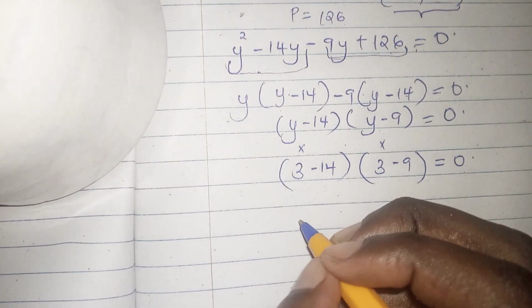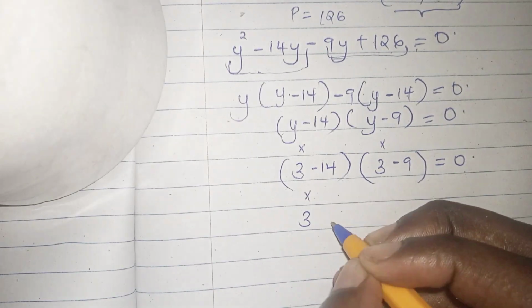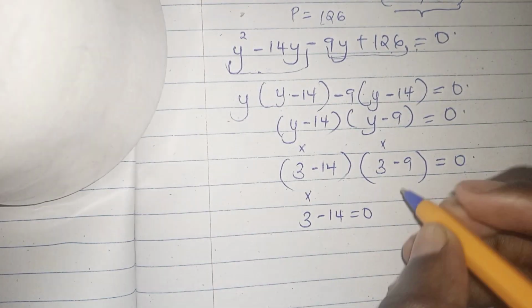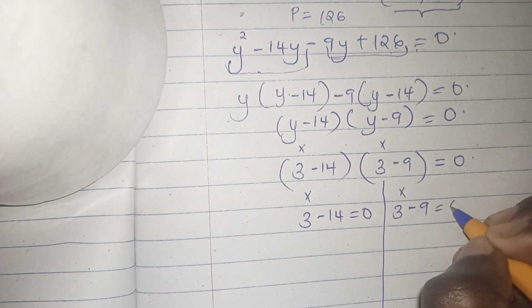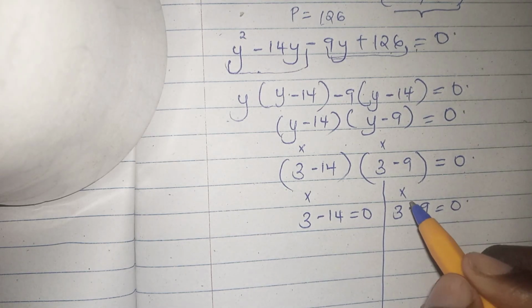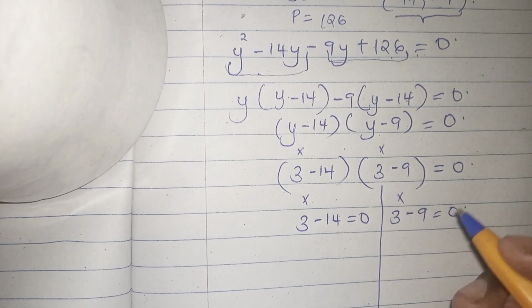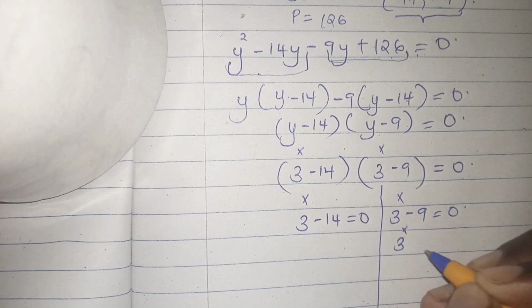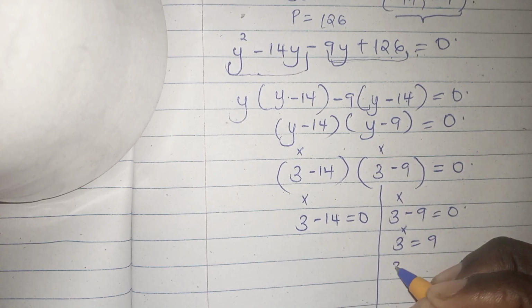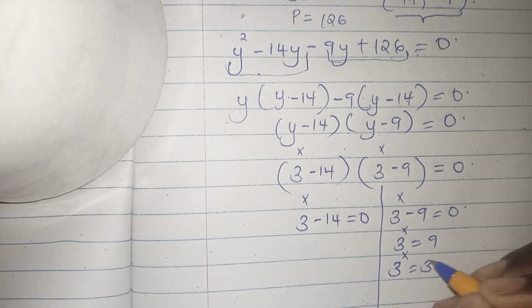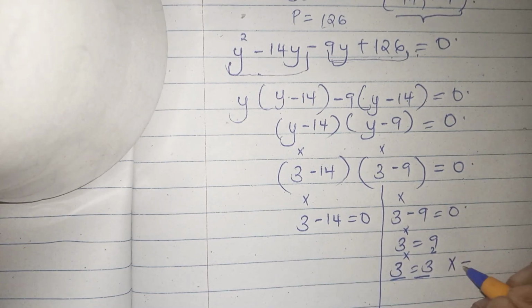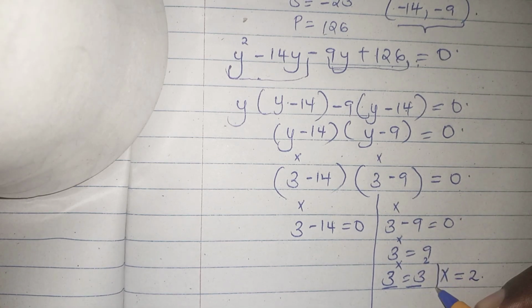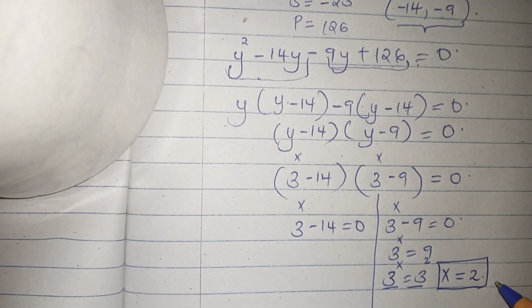So this implies that 3 to the power of x minus 14 is equal to 0, and on the other side, 3 to the power of x minus 9 is equal to 0. So we are solving for x. We are looking for x. This becomes 3 to the power of x is equal to 9. We can make our bases the same. So this is 3 to the power of x is equal to 3 squared. Our bases are the same, equate our exponents. x is equal to 2. And this is our first value of x. x is equal to 2.